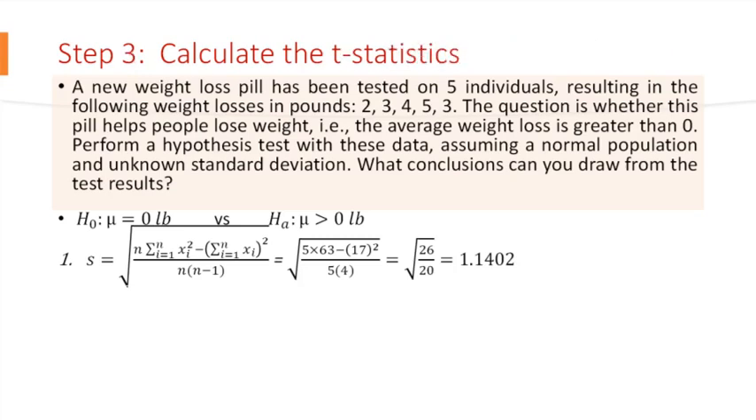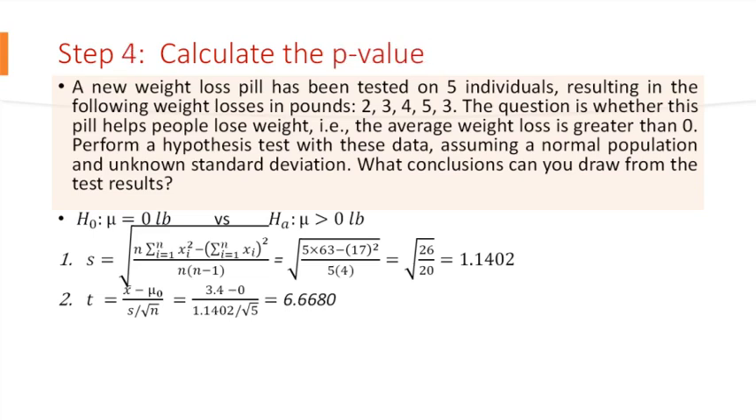Step 3. Calculate the t statistic. The t statistic equals the quantity x bar minus mu0 divided by the quantity s divided by the square root of n. Here x bar is 17 over 5, which is 3.4. And the t statistic becomes 3.4 minus 0 divided by the quantity 1.1402 divided by the square root of 5, which is 6.6680. Step 4. Calculate the p-value.